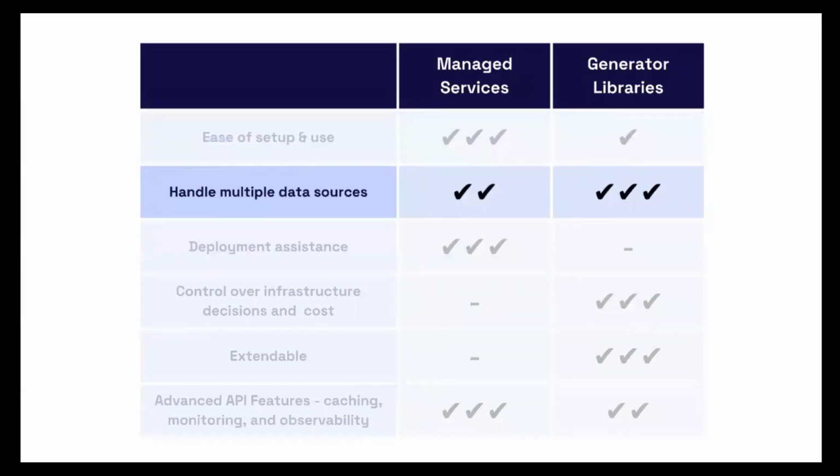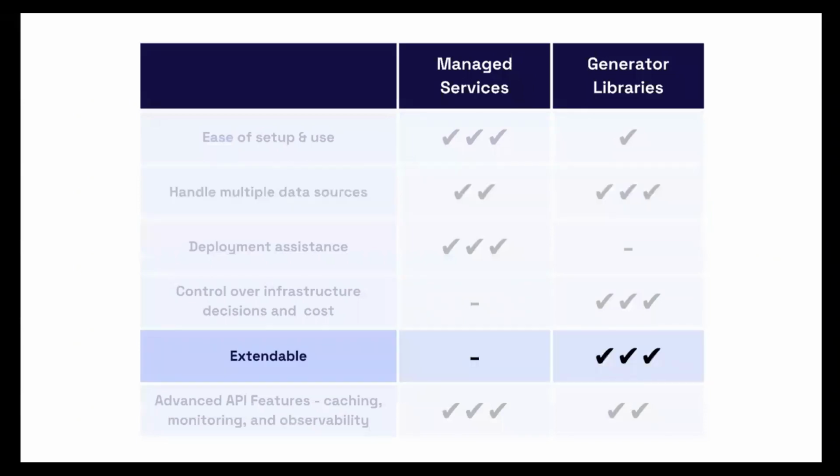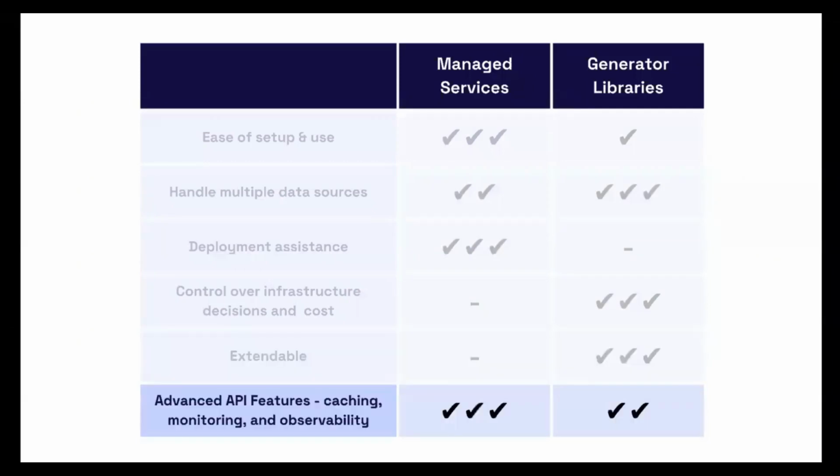Generator libraries support a wide variety of data sources. And they are also highly extendable because the developer has access to the code that is generated. For sources that aren't supported, they offer the ability to extend the schema manually or with plugins. Plugins are also used to add advanced features. For those that aren't offered directly, the code can again be extended manually.